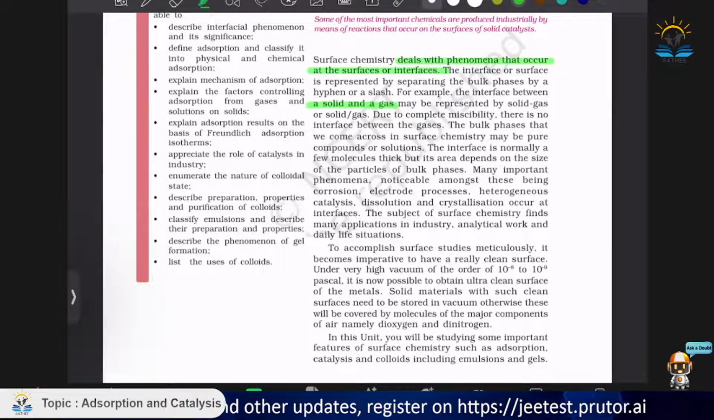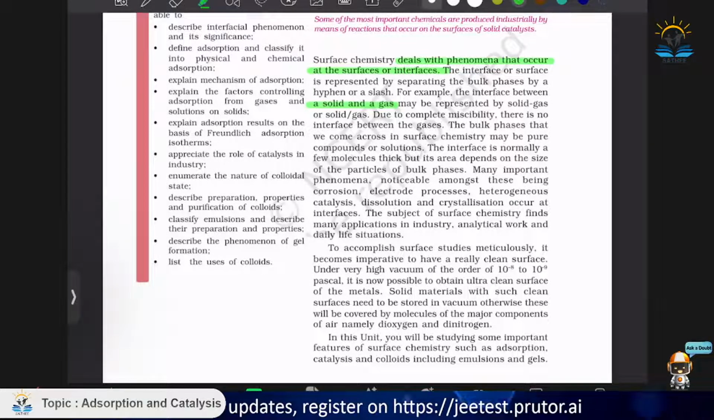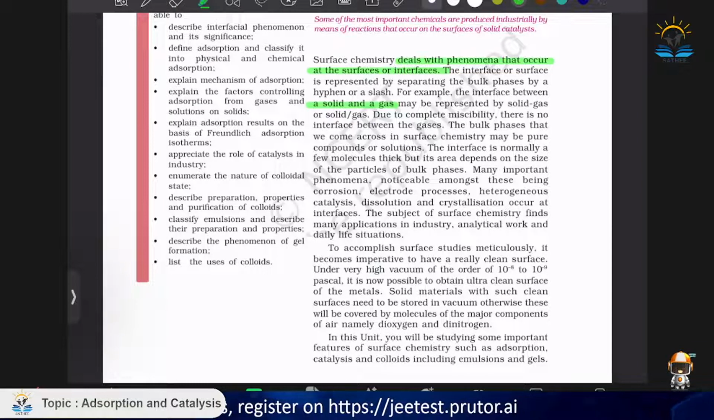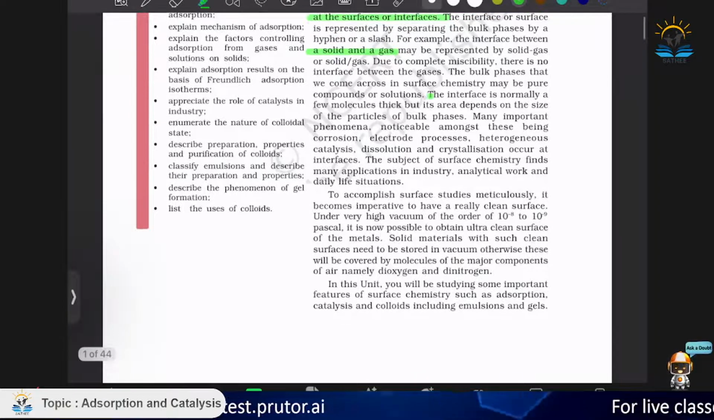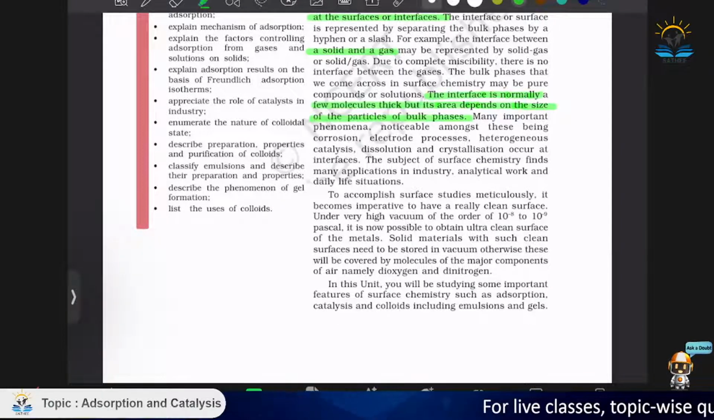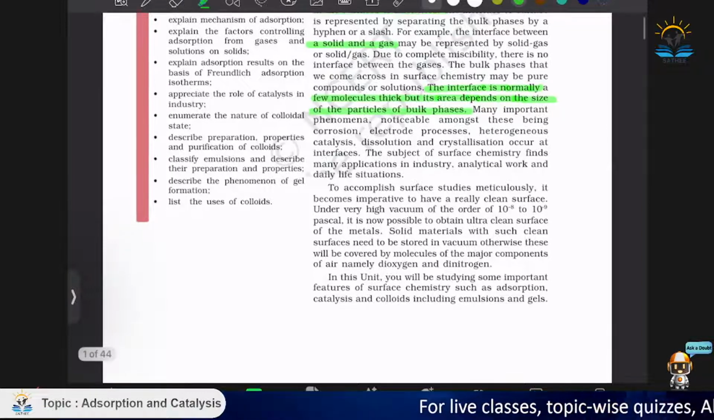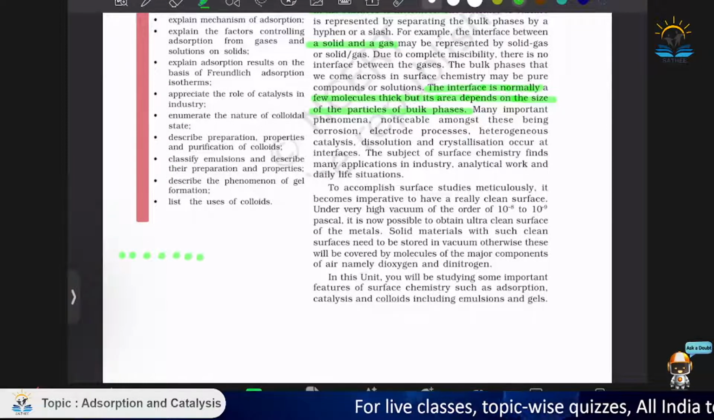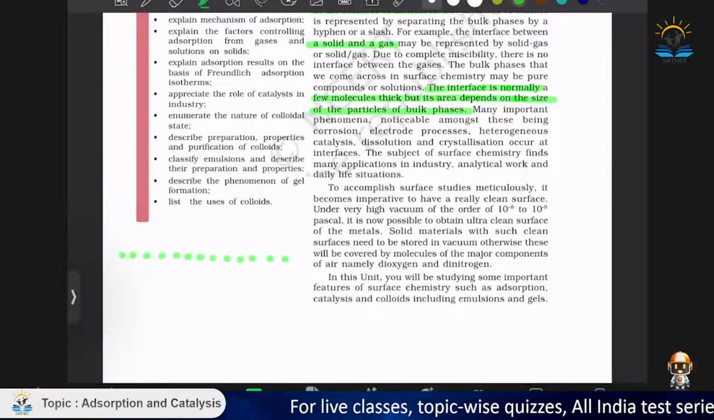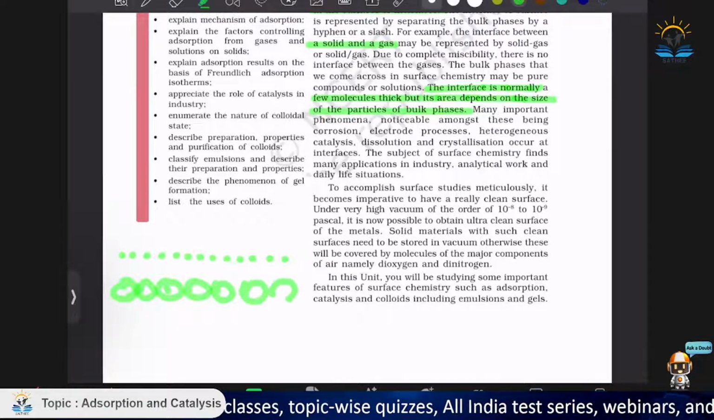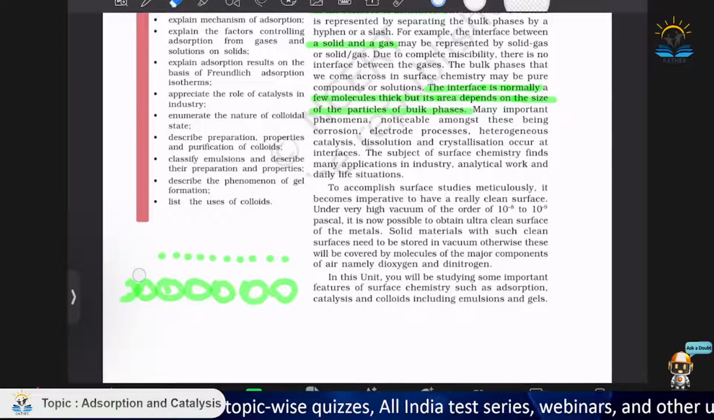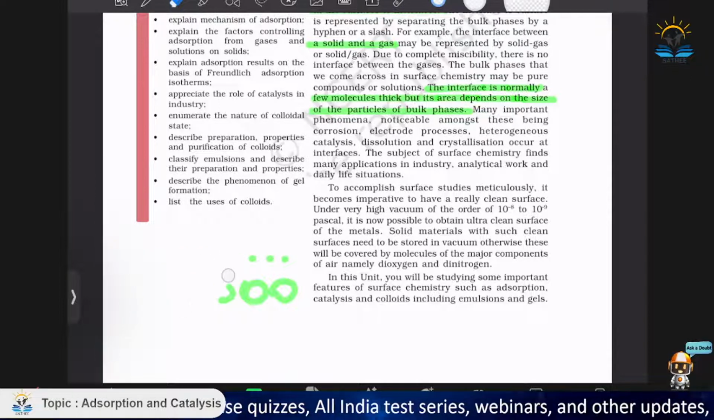So, an interface between solid and gas. There is no interface between gases, but there are interfaces between solids, liquids and gas. The interface is normally a few molecules thick, but its area depends on the size of the particles of the bulk phases. If the particles are small, it might contain lots of molecules, but if the particles are large, it will contain a much fewer number of molecules. It is basically a relative term.